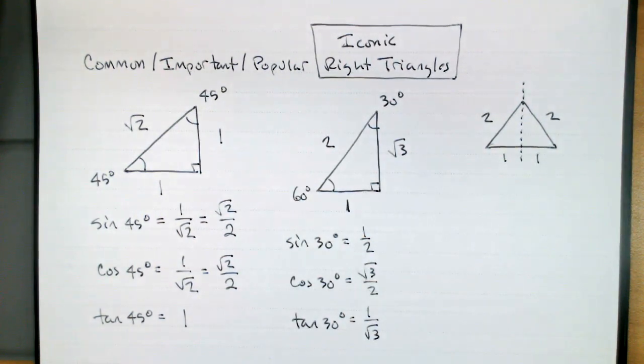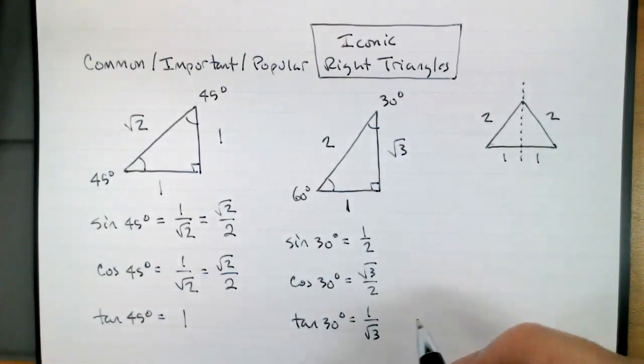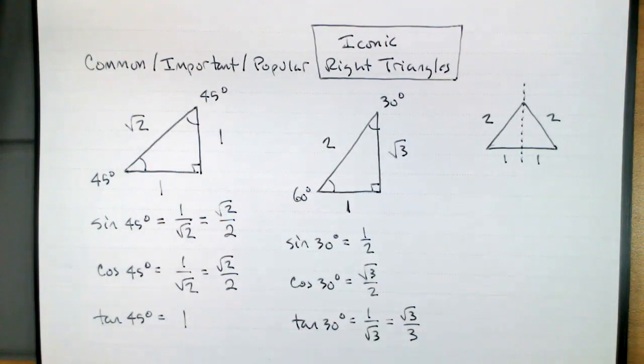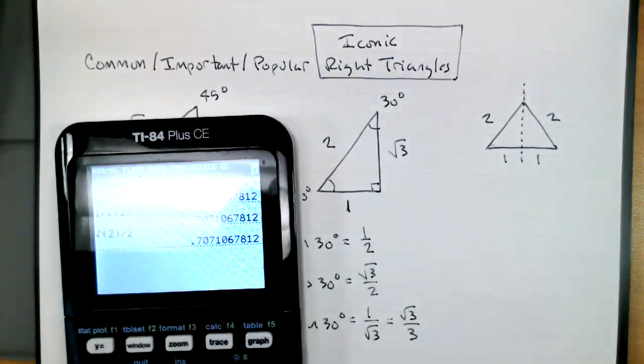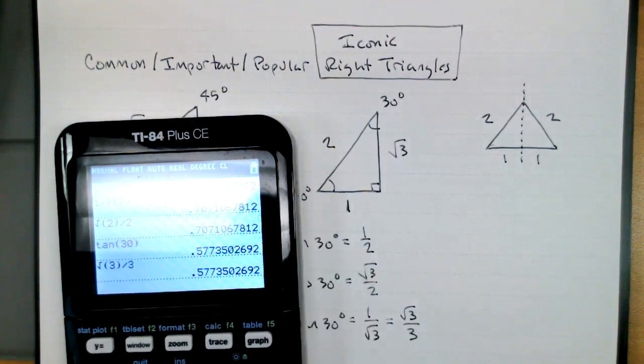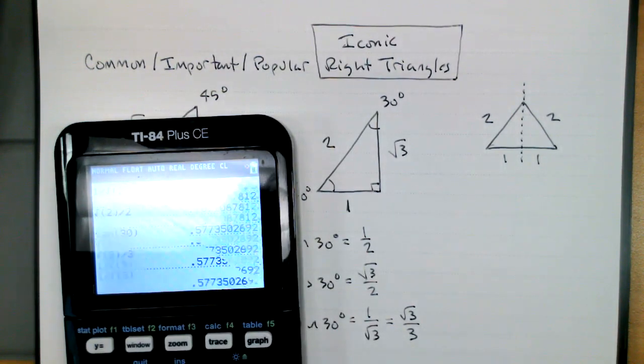One over root 3 is not how we would usually list the tangent of 30. We would probably rationalize this if we want to fit in and be traditional, and write that as root 3 over 3. Checks out on the calculating machine. The tangent of 30 is root 3 over 3. Square root of 3 divided by 3. Or 1 divided by the square root of 3.